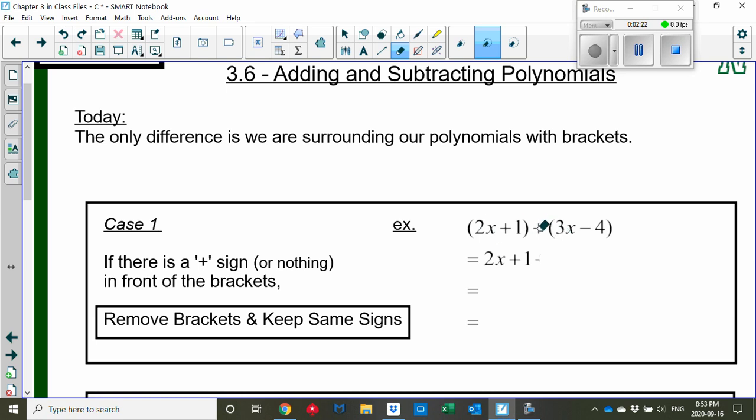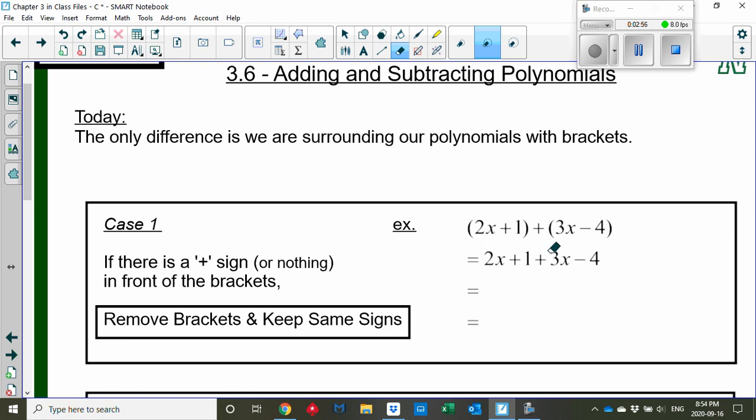This plus sign right here basically says you stay the same sign. This is a positive, so it's a positive. And you stay the same sign, which is a negative. And that's all there is to this lesson. If there's nothing or a plus sign out front, get rid of the plus sign in the brackets and keep everything the same. Now, this plus sign is not this one here. Because this was positive, I put a positive in front, and I'll show you why in a couple examples.